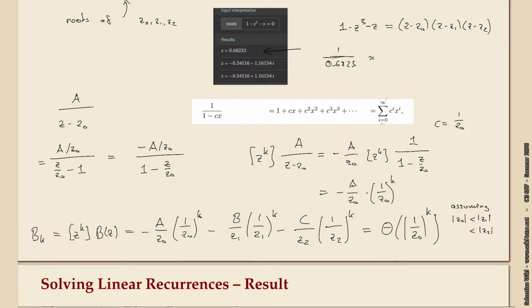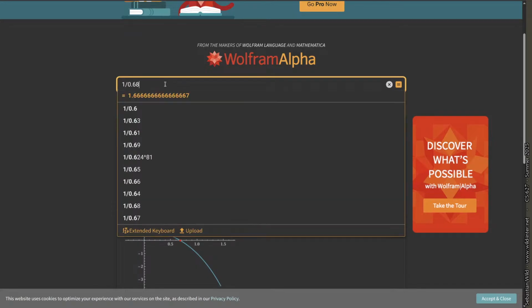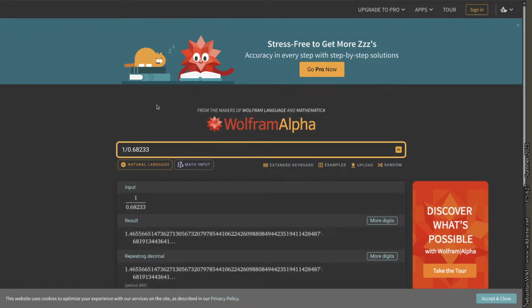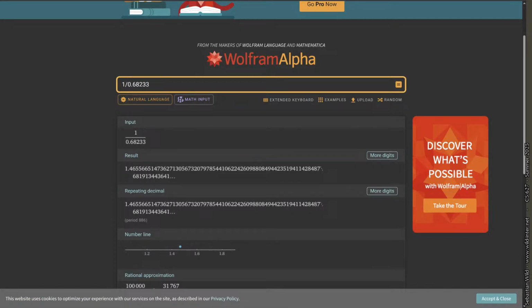I guess there's no way to do this without keyboard. Okay, let me at least get the number. So 1 over this one, 0.68233. Yeah, okay. If you want to copy out, then you have to pay their subscription. So it's 1.465. That's what I wanted to note down.